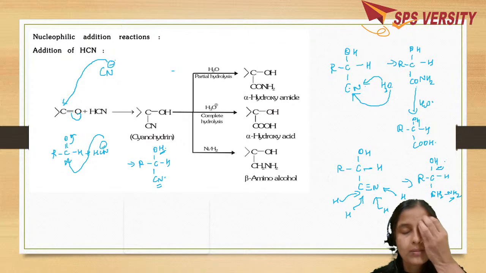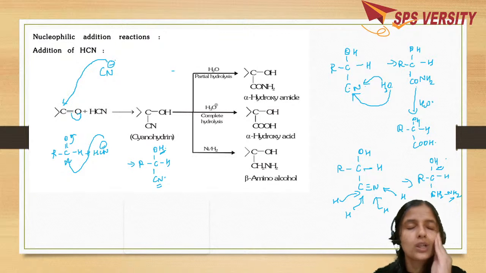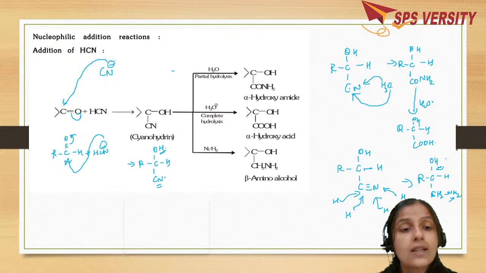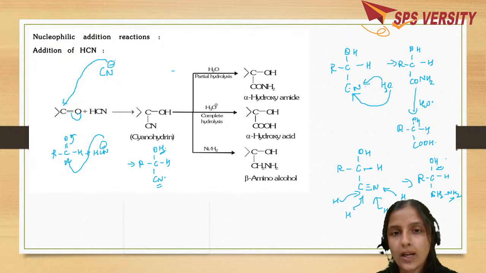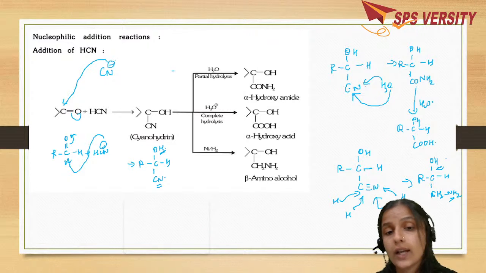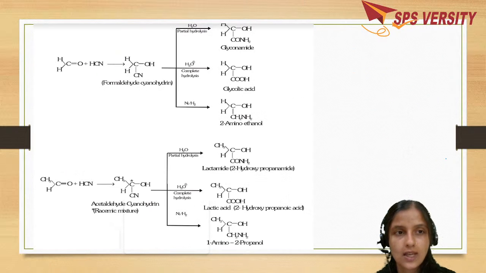So starting from the aldehyde or the ketone, if you treat it with hydrocyanic acid, that's HCN, that results in the formation of cyanohydrin as the intermediate, and on partial hydrolysis it is going to give the hydroxy amide. On complete hydrolysis it is going to give, sorry, not amino acids, it's going to give you the hydroxy acids. And if you reduce in the presence of a nickel catalyst, then you are going to get the amino alcohols. This is about the nucleophilic addition reaction with HCN.